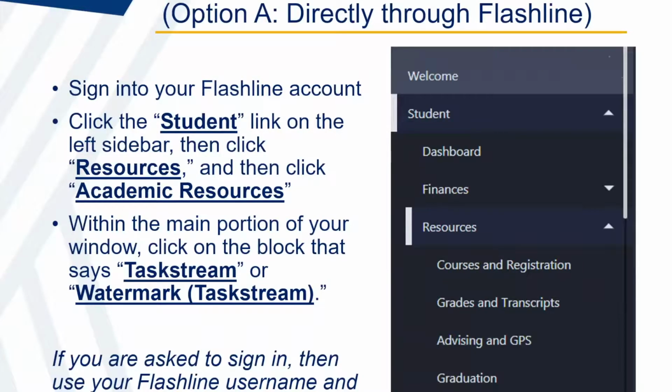Step 1, Option A. Log in directly through Flashline. Start by signing into your Flashline account. Click the student link on the left sidebar, click Resources, and then click Academic Resources. Within the main portion of your window, click on the block that says Taskstream or Watermark Taskstream. A new tab will open and you should be automatically signed into your account. However, if you are asked to sign in, then use your Flashline username and password.